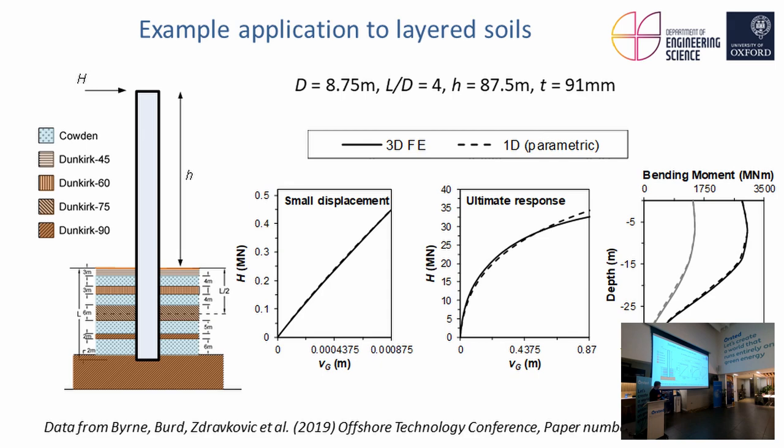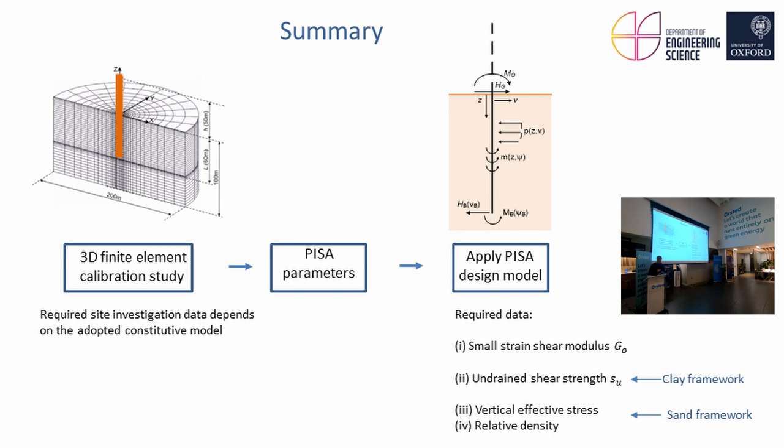So here, this is horizontal load against ground displacement, and there are two curves. The 3D finite element model compares to the 1D parametric model, a particular form of the PISA model we're using here. The small displacement curves are of interest because these relate to the stiffness of the system. So we have a separate interest in looking at the small displacement response. And then on the right, the embedded bending moments are predicted pretty well by the design model. So that's that. This is a summary.